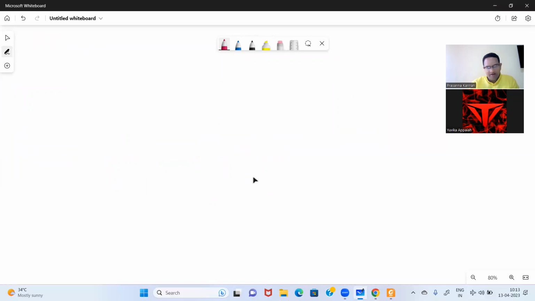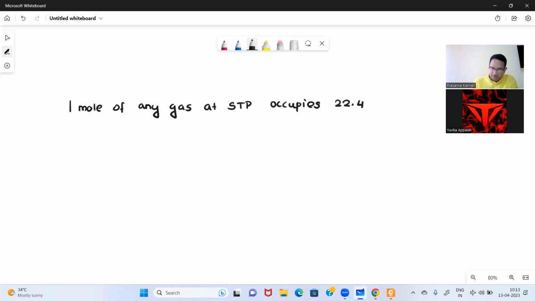Yes. Now let's look at the relationship of moles to volume at STP. One mole of any gas at STP, at standard temperature and pressure, occupies 22.4 liters, irrespective of what gas it is, as long as it is 1 mole.